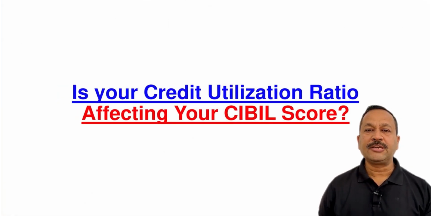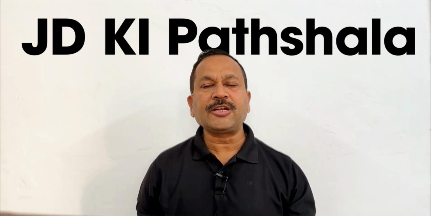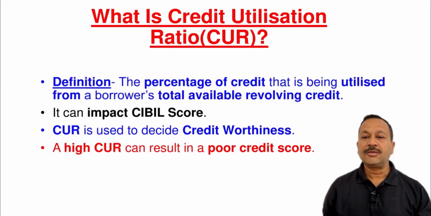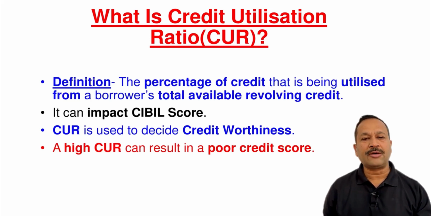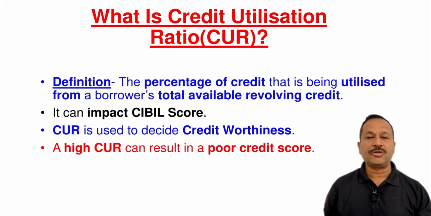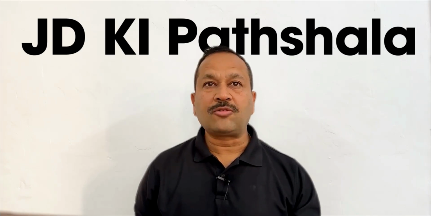The first thing is, let's see what is credit utilization ratio. By definition, the credit utilization ratio is the percentage of the credit that is being utilized from a borrower's total available revolving credit. It can impact your CIBIL score. It is also used to decide the creditworthiness of the borrower. A high CUR can result in a poor credit score.